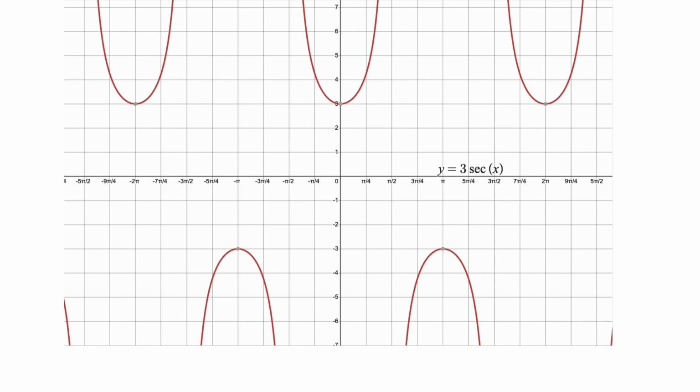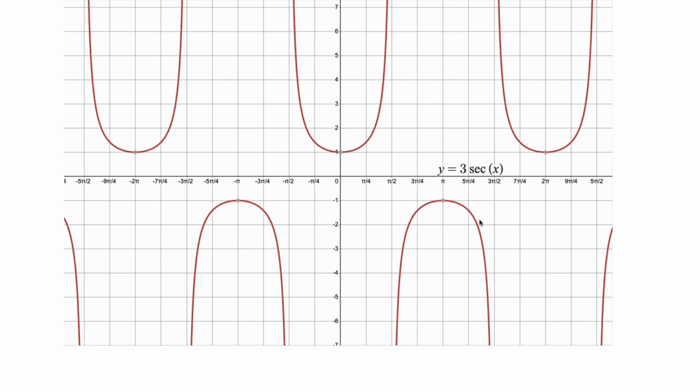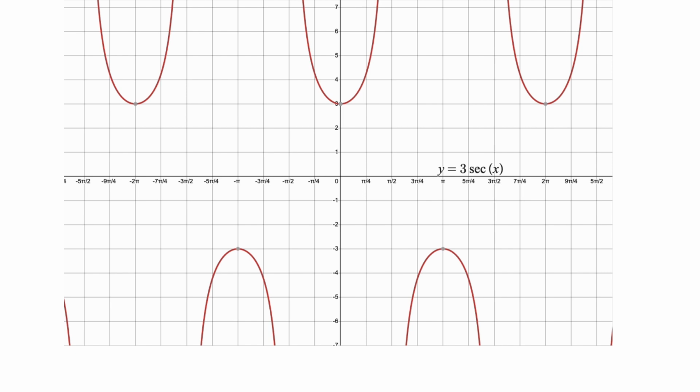So if I take the 3 away, notice that this minimum here is at 1. And this relative max here is at -1. In fact, all of them are there, and there's another 1. So then as soon as I apply a 3, they stretch upwards. And now my relative mins are at 3, and my relative maxes are at -3. Okay. So those are my relative minimum and maximum values there.